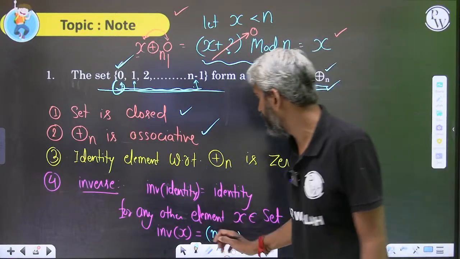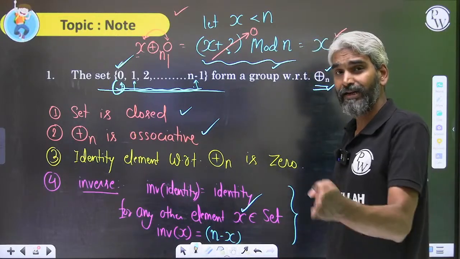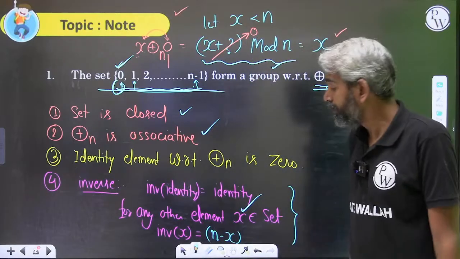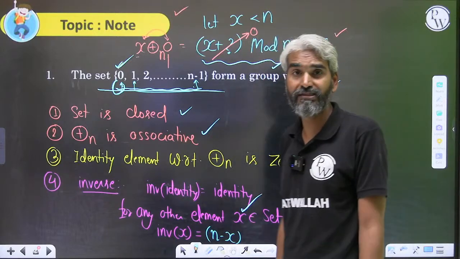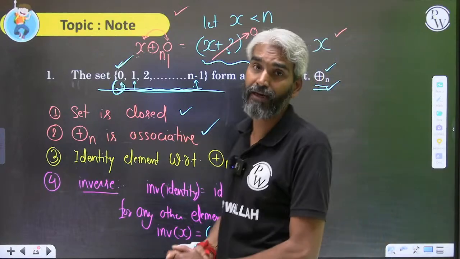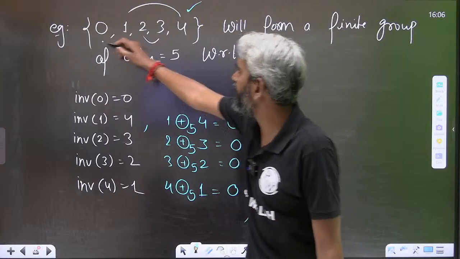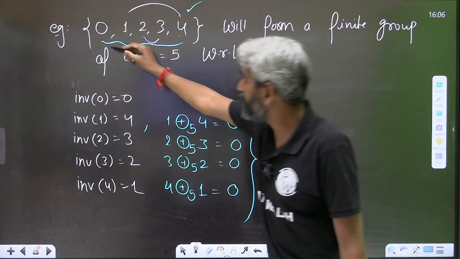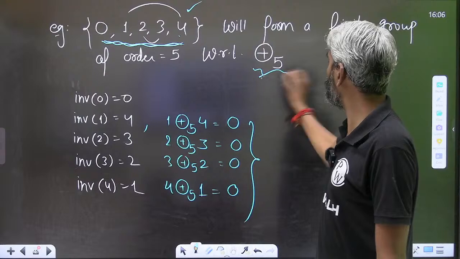For any element x belonging to the set, what will be the inverse? x added with what, such that if we divide the resulting number by n, the remainder is 0? If x is added with n minus x, the result will be n, and n divided by n leaves remainder 0, which is the identity element. Therefore, the inverse of x will be n minus x. As an example, take the set from 0 up to 4, where 4 is 5 minus 1. This is the set of all integers from 0 to 5 minus 1, so it will be a group with respect to addition modulo 5.